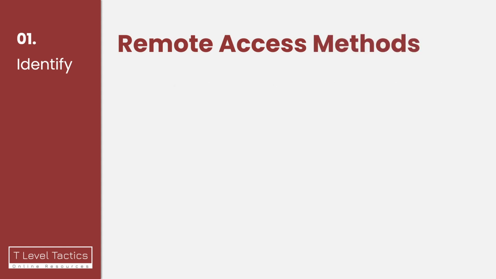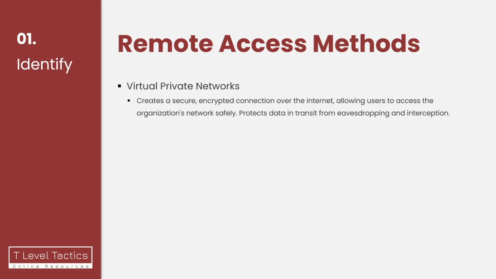We can remotely access networks and organizations through technologies like VPNs, or virtual private networks. These create a secure, encrypted connection over the internet, allowing users to access organizations' networks safely. It also protects data in transit from any eavesdropping and interception from third parties.